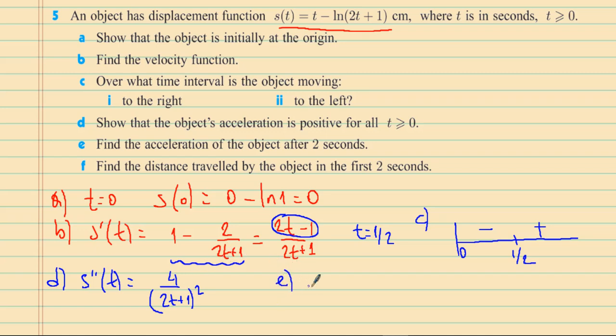E, find the acceleration of the object after 2 seconds. We just need to put 2 instead of t. So it will be 4 by 25, the acceleration after 2 seconds.